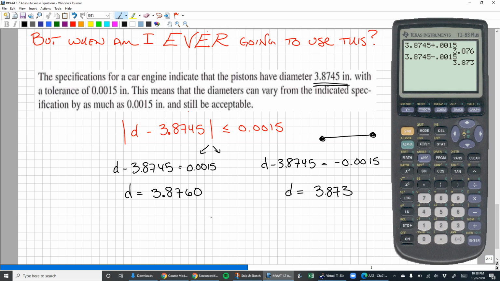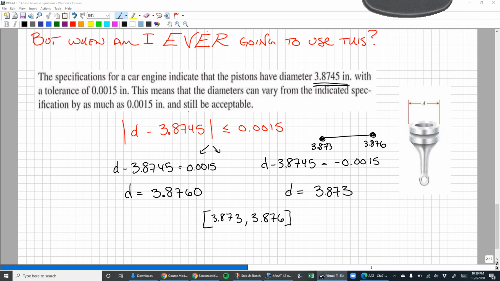Which is 3.873. So we realize that those are the values, the high and the low, for this tolerance, or really for the acceptable values. And so we could write that as [3.873, 3.876]. Those are our high and low, both included. We could also put that on a graph, 3.873, 3.876. And we could write it as an inequality like this also, if we wanted to.